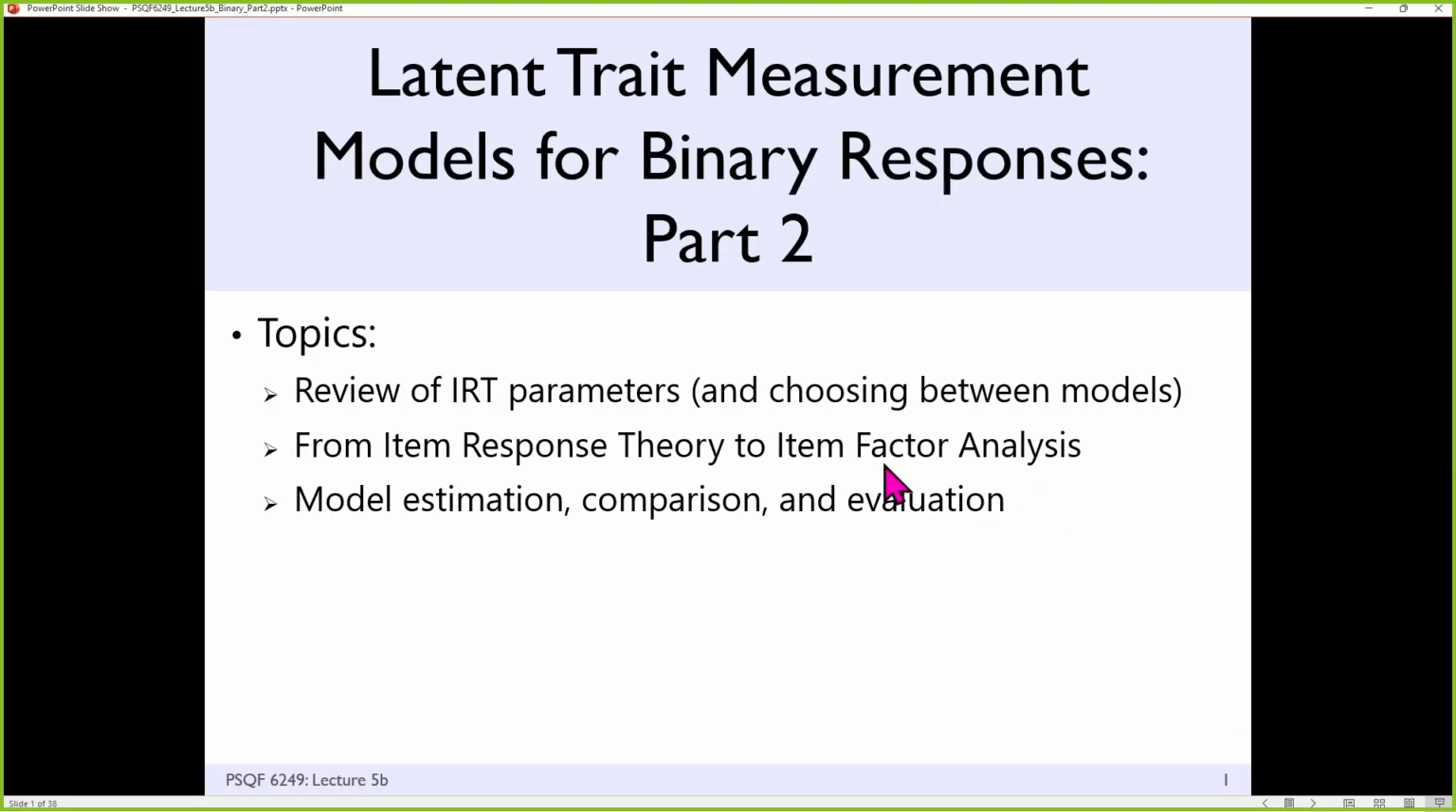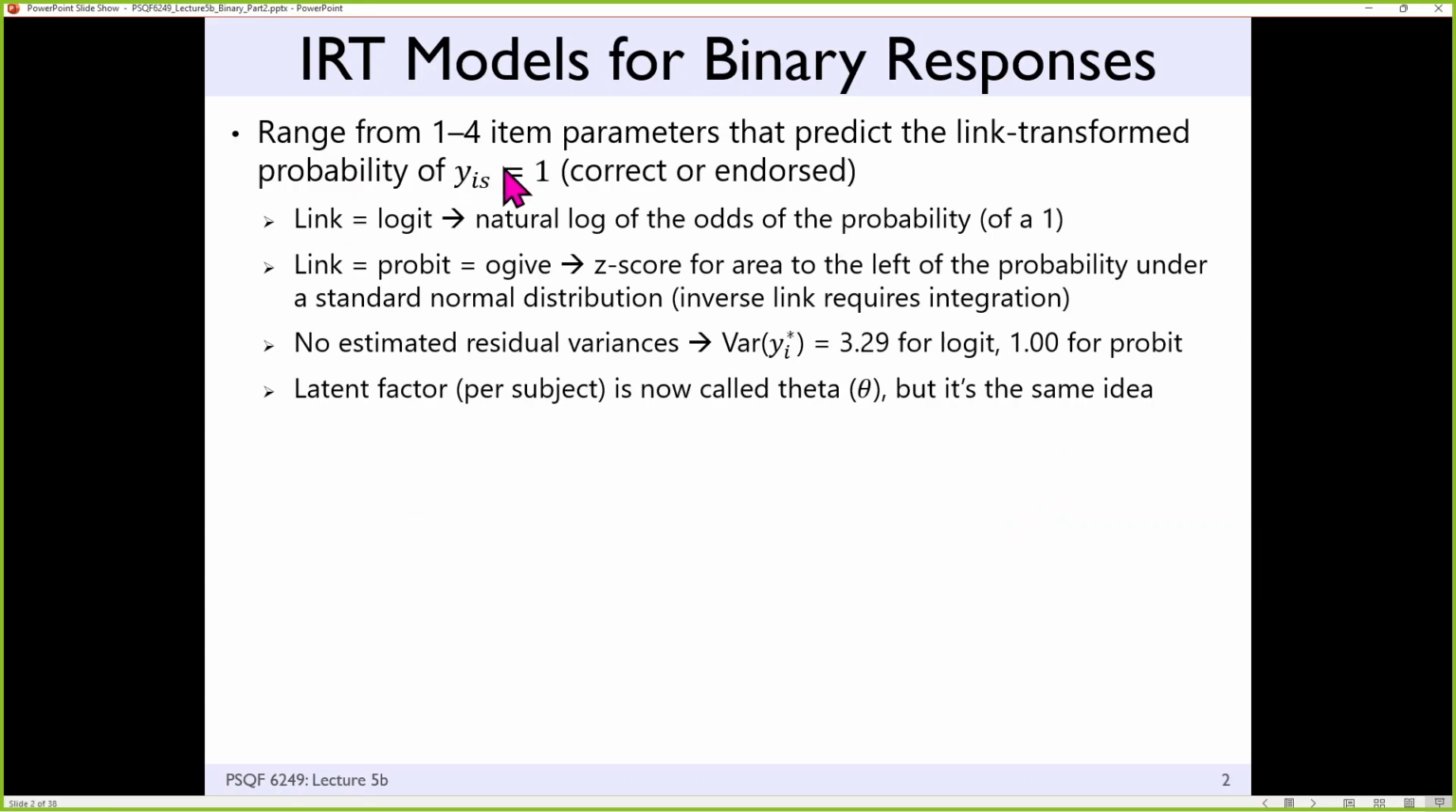So, brief review, and then on to something that looks more like factor analysis. IRT models, item response theory for short, range from 1 to 4 parameters that predict the probability of a 1, and you can think of that as a correct answer or an endorsed symptom. We have two different link functions so that we can make sure the predicted outcomes stay within their probability boundaries.